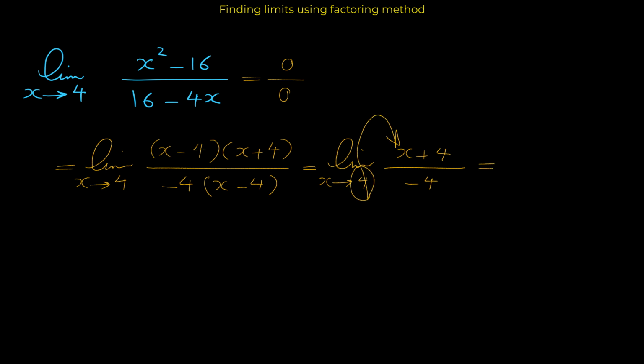Substitute 4 for x. After you cancel the common factor, the next step is always substitution. Substitute 4 for x: 4 plus 4, 8, over negative 4. So the limit is negative 2.